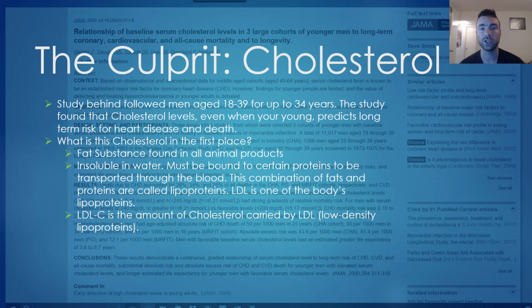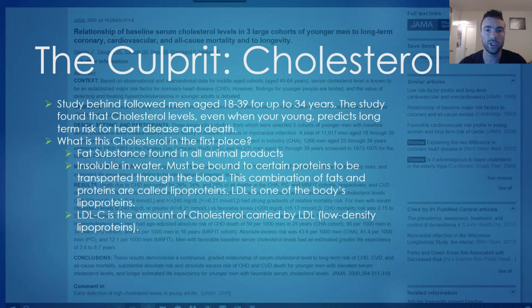The study behind this actually followed men aged 18 to 39 for up to 34 years. The study found that cholesterol levels, even when you're young, predict long-term risk for heart disease and death. So basically, they followed these men for up to 34 years, and they constantly measured their cholesterol levels. Some people died during the study, some people lived, and they found that the ones with lower cholesterol levels got the disease at a much lower rate, and the ones that had higher cholesterol levels got heart disease at a lot higher rate.